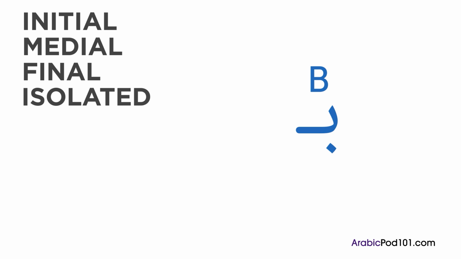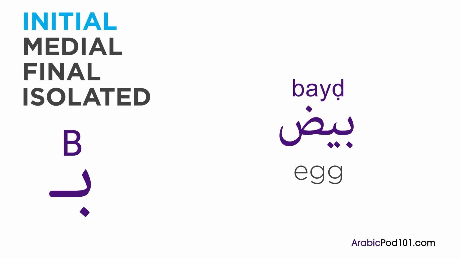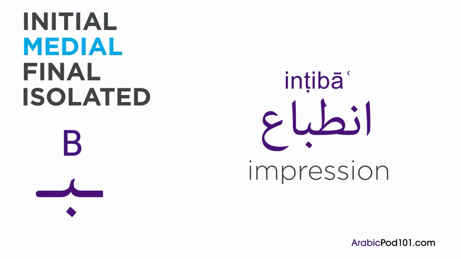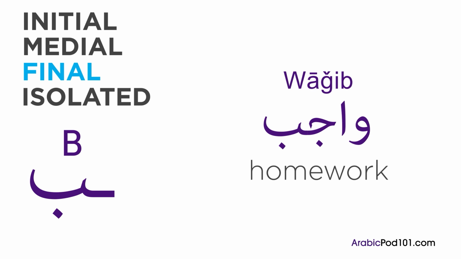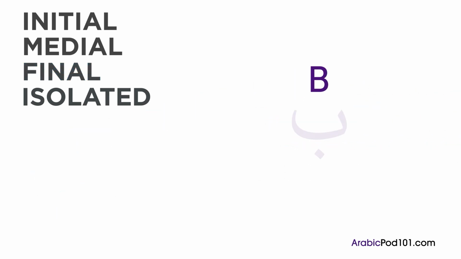Take the letter B, for example. This letter is written in the initial form when it's the first letter in a word, like this. It'll be written in the medial form when it's wedged between two other letters. It'll be written in the final form when it's the last letter in a word. And when the letter stands alone, it'll be written using the isolated form. Well done! Now let's end this lesson by recapping what we've learned.